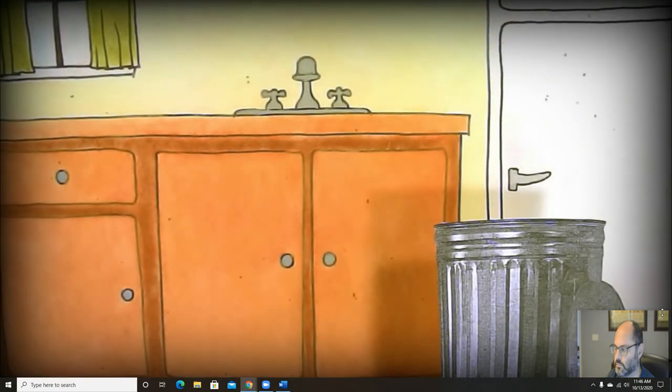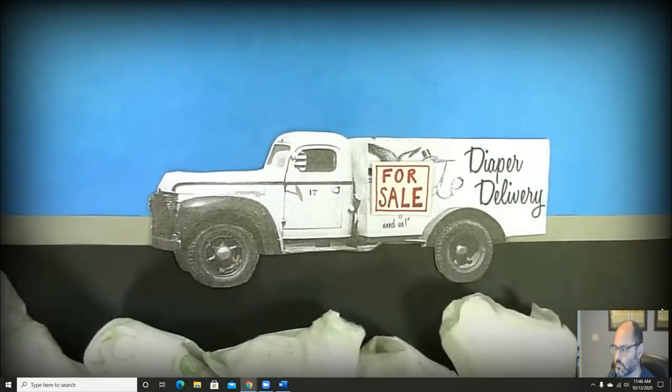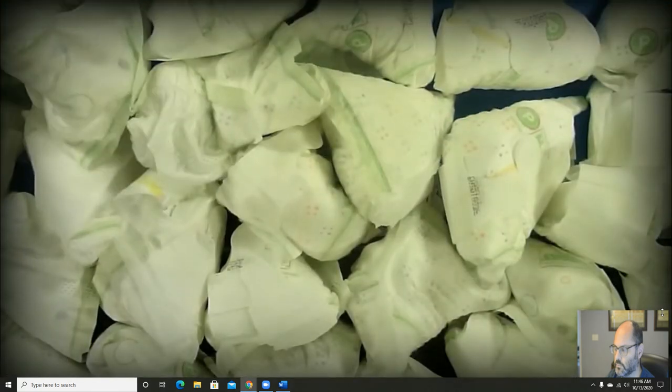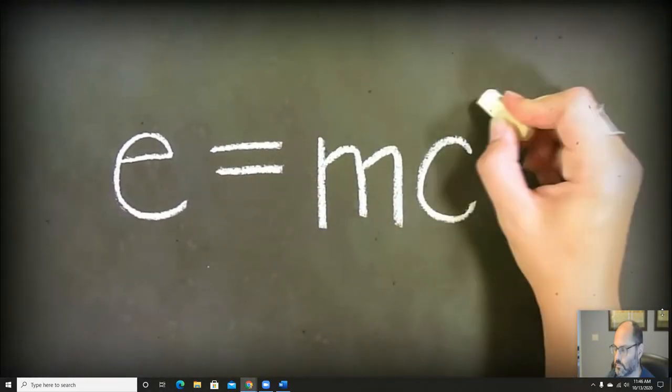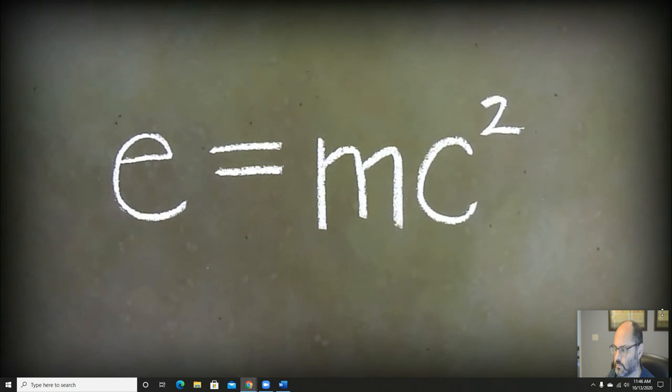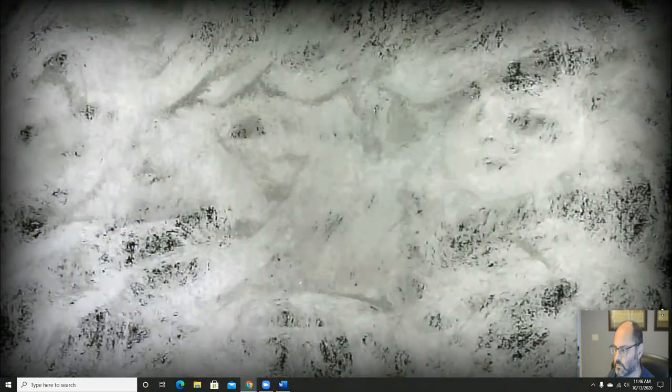Disposable diapers made life easy for parents, but they killed off diaper delivery services. And do we want landfills overwhelmed by dirty diapers? And of course, Einstein's extraordinary equation opened a world of possibilities. But what if one of them is Hiroshima?